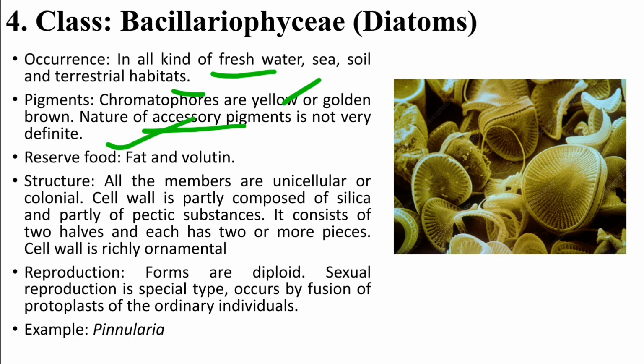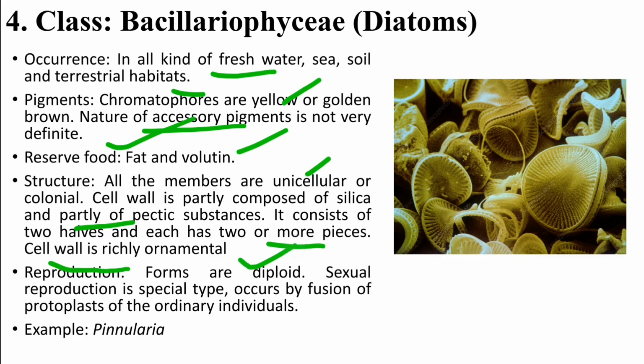Reserve food material, either fat or volutin. All members are unicellular or colonial. Cell wall is partly composed of silica and partly pectic substance. It consists of two halves. Each has two or more pieces. Cell wall is richly ornamental.